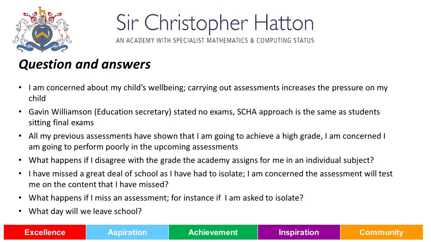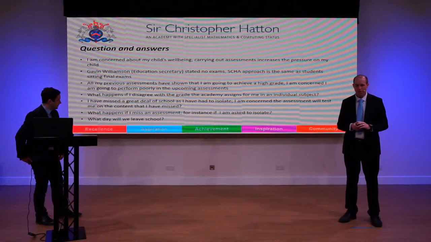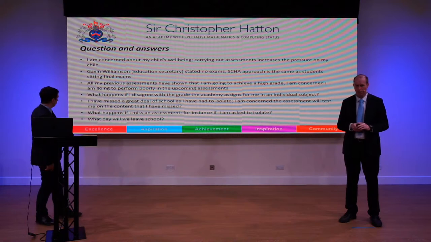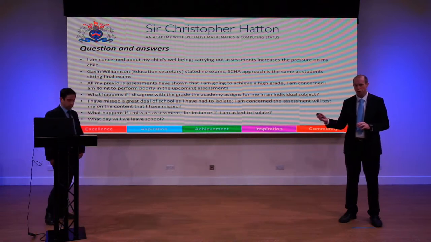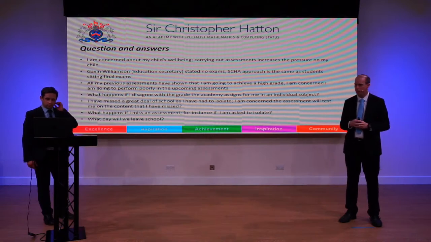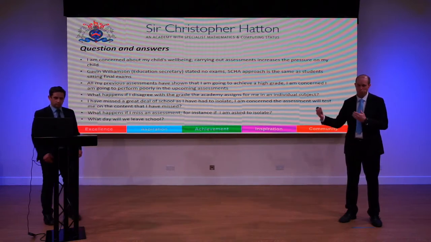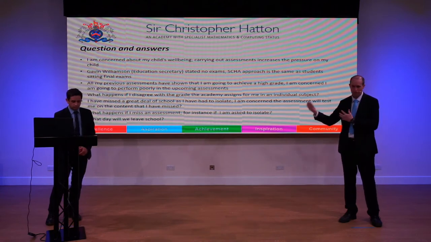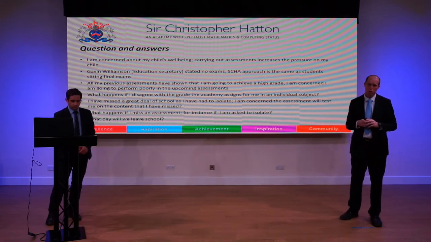So what happens if you disagree with the grade that the academy gives you? Hopefully that won't happen. If it does, there is an appeals process. The appeals process goes through the school. So when you get the results on the 10th of August, if you're disappointed, the appeals process starts with getting in touch with the school, i.e. myself and Mr. Salisbury, and goes through that.